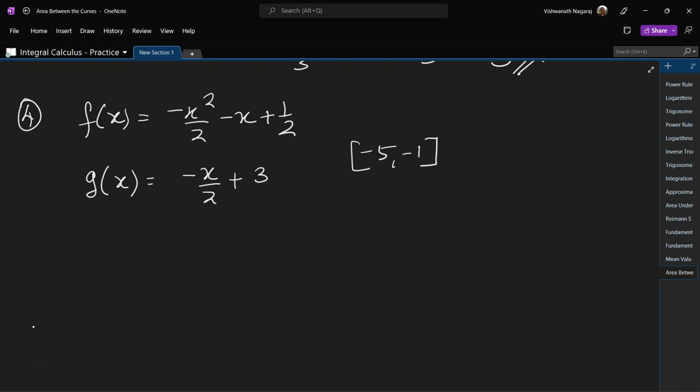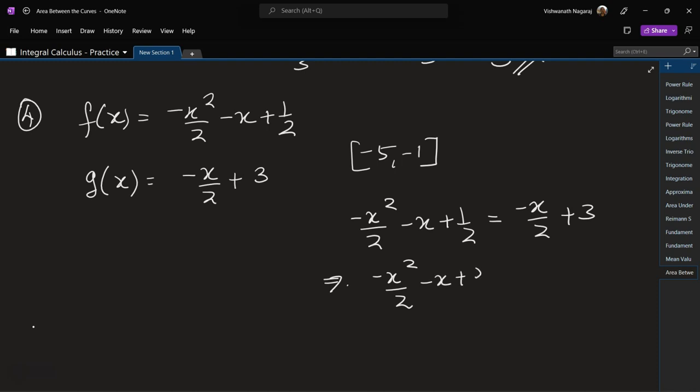Okay. Now do they intersect each other? In the previous three examples, we could really make it out without doing any evaluations. Now we are not very sure of this. So let's figure out: minus x square by 2 minus x plus half is equal to minus x by 2 plus 3. So minus x square by 2 minus x plus x by 2 plus half minus 3 equal to 0.